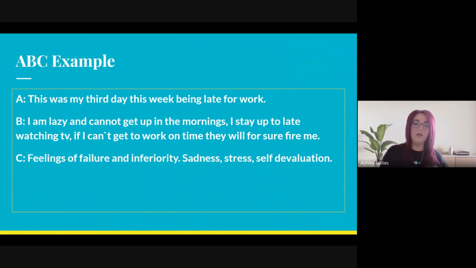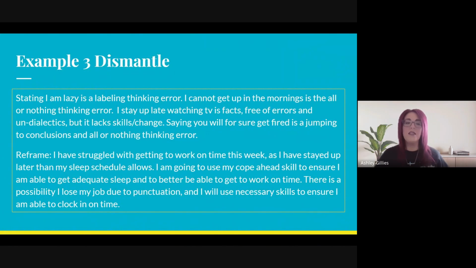Okay, so let's dismantle this one. Stating "I am lazy" is a labeling thinking error. Not only that, that is a core belief system. That is the way you view yourself, to your core. You think that you are lazy. So it's also labeling. "I cannot get up in the mornings" is an all or nothing thinking error.